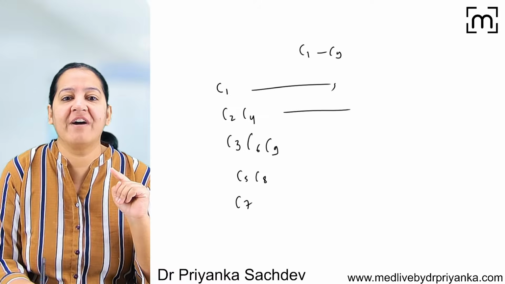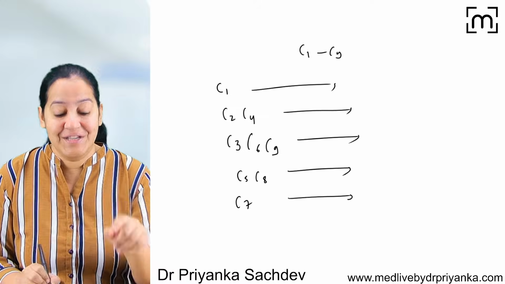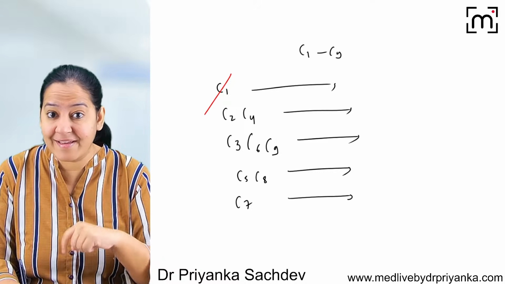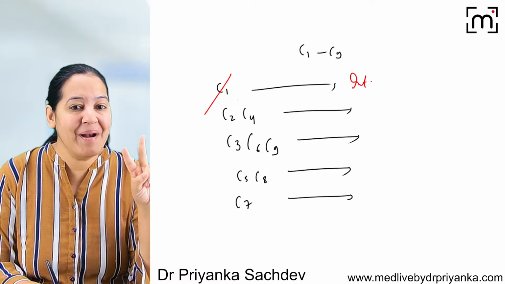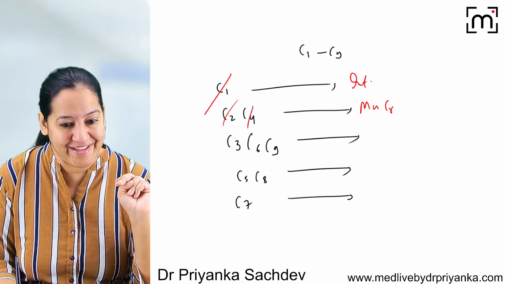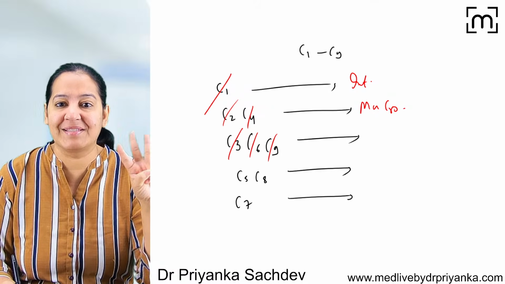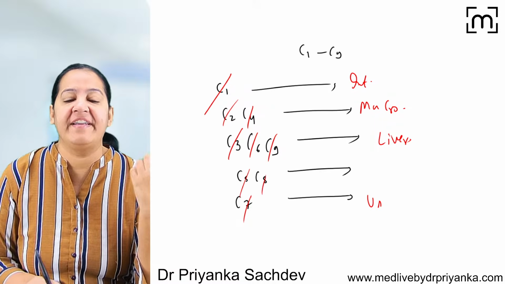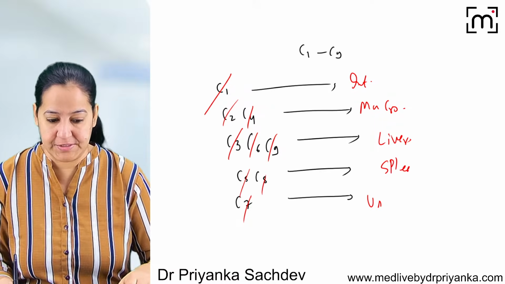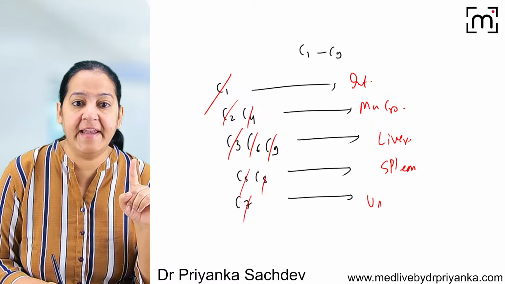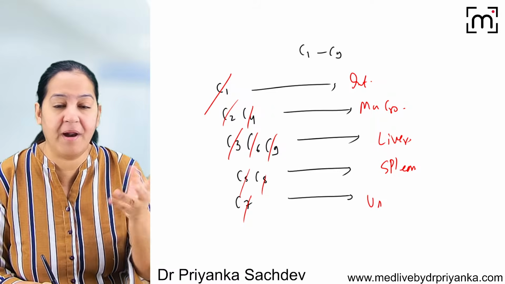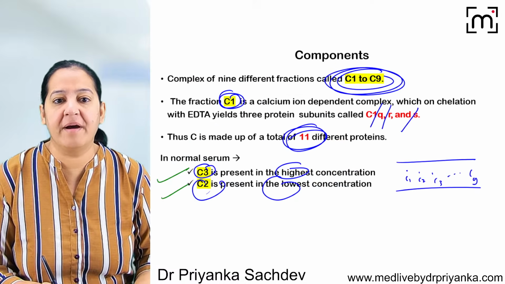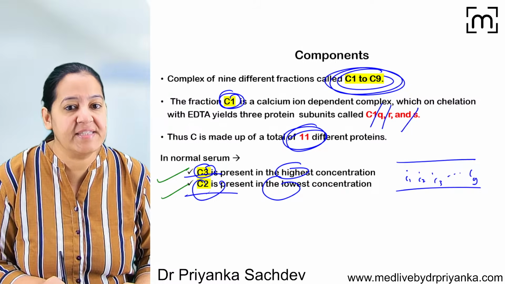Now tell me the organ in which they are synthesized. The multiple of 1 is synthesized in the intestine. The multiple of 2 is synthesized in the macrophage. The multiple of 3 is synthesized in the liver. 7 is unknown, and 5 and 8 are synthesized in the spleen. You get questions on that. One more question, let's revise it again. Tell me which one is highest in human blood and which one is lowest among 1 to 9. C3 is highest and C2 is lowest.